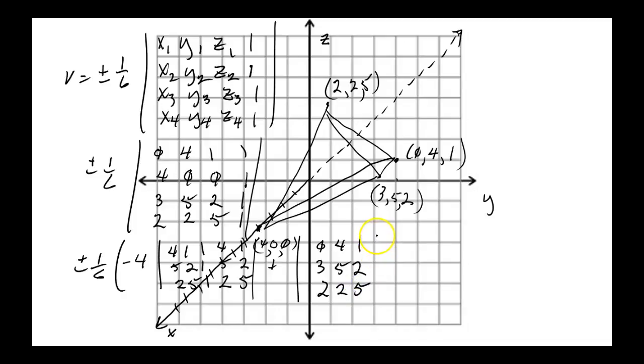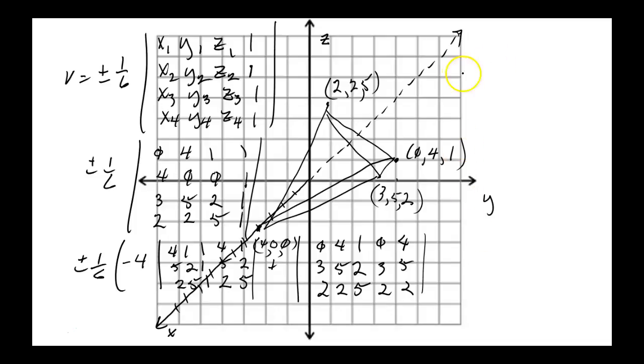Augment that again: 0, 3, 2, 4, 5, 2. Now I'm going to put the line there. Those aren't really determinants because those aren't square matrices, but you know what we're doing.